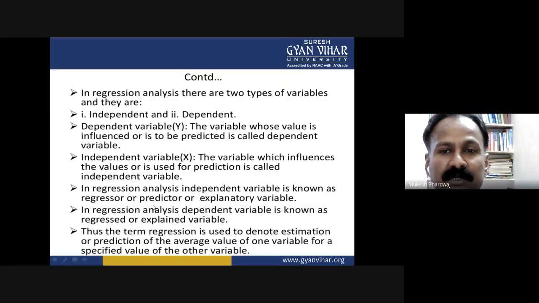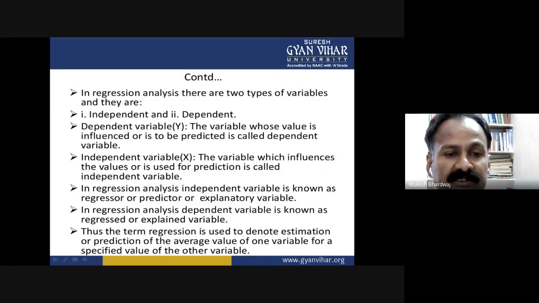In regression analysis, there are two types of variables: independent and dependent. Dependent variable y, the variable whose values are to be predicted, is called the dependent variable. Independent variable x, the variable which influences the value or is used for prediction, is called the independent variable. In regression analysis, the independent variable is known as the regressor, predictor or explanatory variable. The dependent variable is known as the regressed or explained variable.